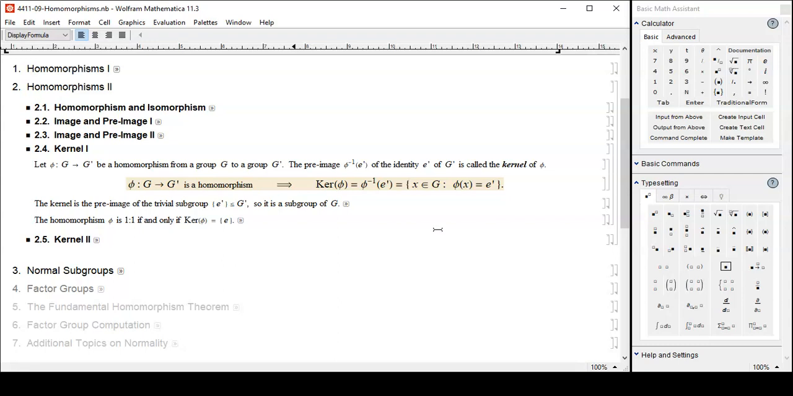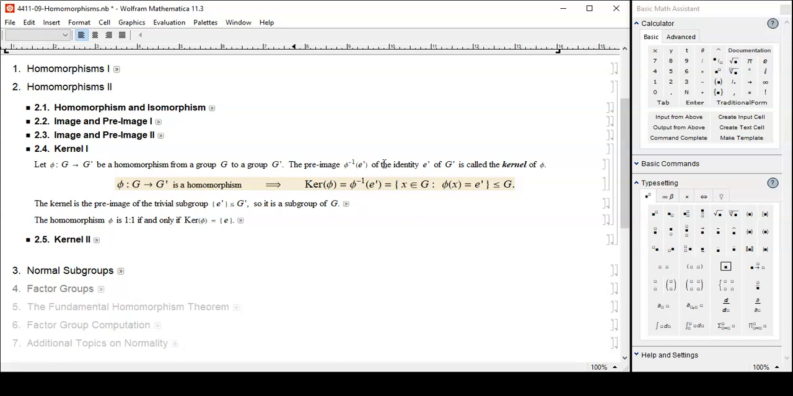And as you can see from this set builder notation, all the elements belong to G, so this is clearly a subset of G. But not only that, we actually claim this is not just a subset, but a subgroup. Is that clear?